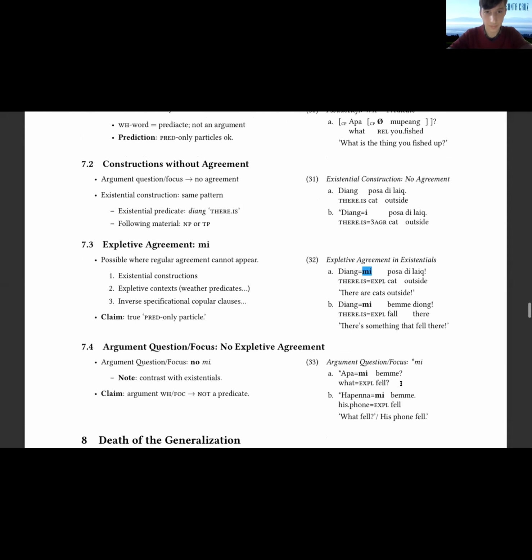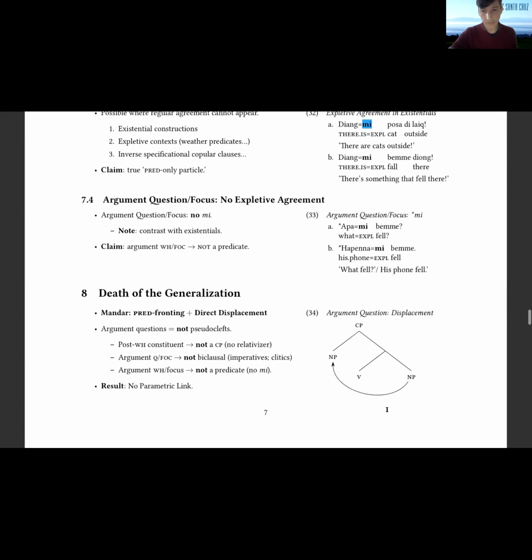Naturally, it cannot. And argument-focused constructions behave the same way. So there are particles that only go on predicates, even when predicates can't take agreement, and these particles cannot appear on initial WH words, initial argument WH words. So this is a final argument that these things, initial argument WH words, are not in fact predicates. They're arguments that have been displaced into the left periphery. This is what 34 shows. There is direct displacement in Mandar.